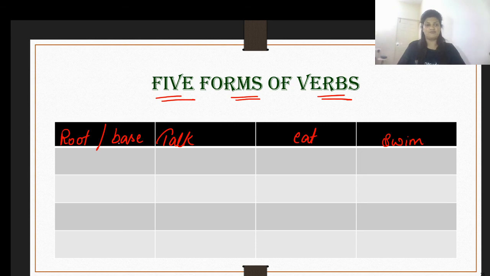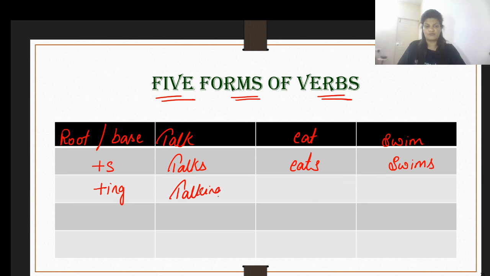Now this, you add plus s to the root form and it becomes talks, eats, and swims. The third is when you add the ing to the base form, and it becomes your third form, talking, eating, swimming.